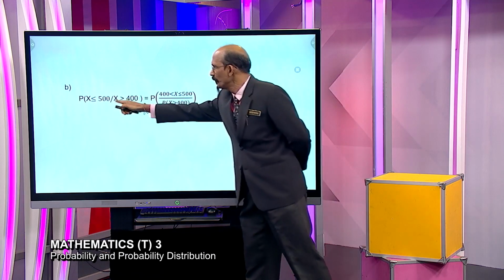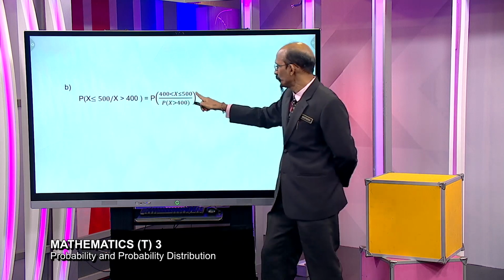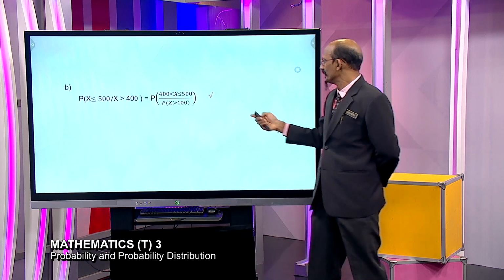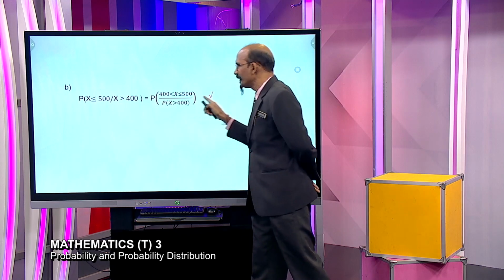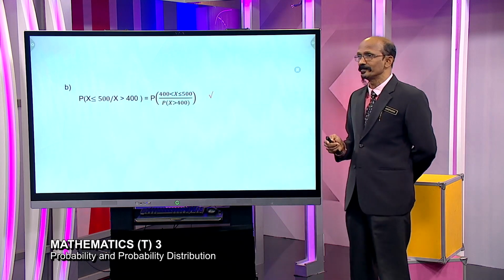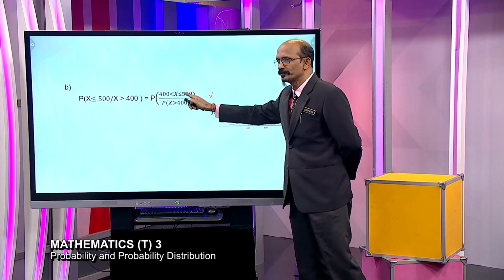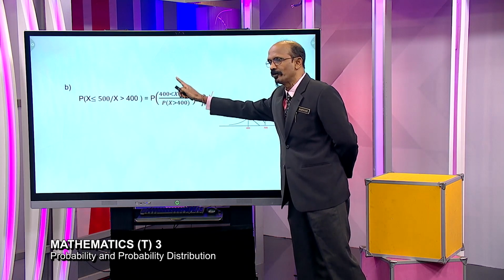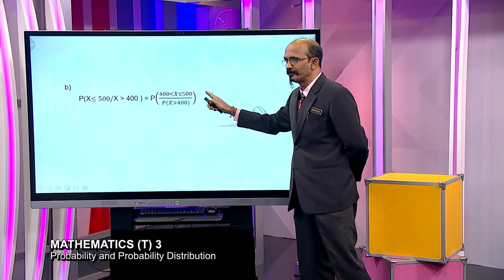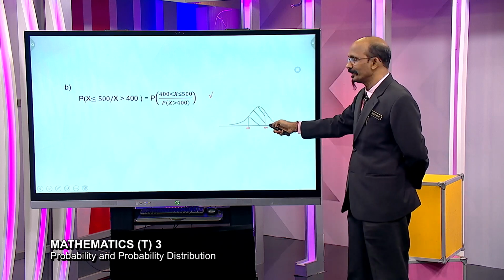So I have to convert my statement into mathematical symbols, using the correct formula here. Convert the statement using the correct formula, and a mark is given. Of course, here I need to do standardization, but in the question earlier, they already gave the probability for X is 400 and X is 500. So we don't need to standardize. We can use the formula and the diagram here.